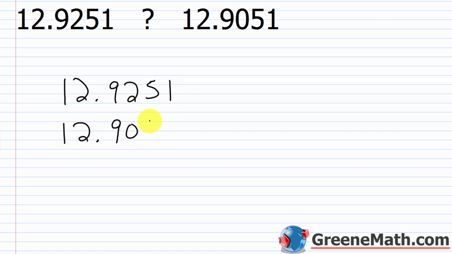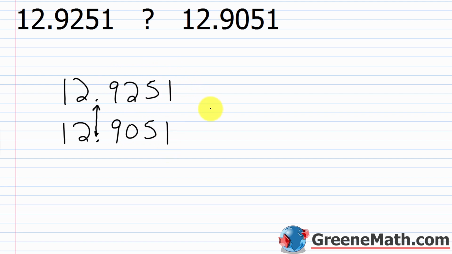So stack them on top of each other. So we'll have 12.9251 and 12.9051. And when you have some whole number parts involved, you have to line those up as well. The key here is you want to think about lining up the decimal point. When you do that, everything else is going to take care of itself, right? I have the tens places lined up, the ones, the tenths, the hundredths, the thousandths, the 10,000ths, and again, if I had more digits, it would go on and so forth.